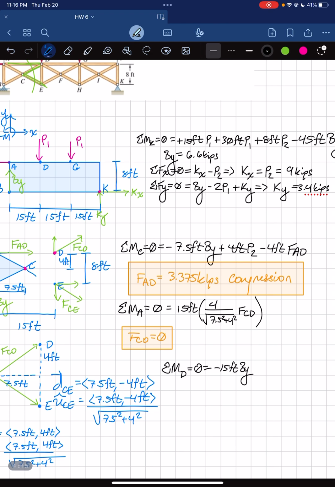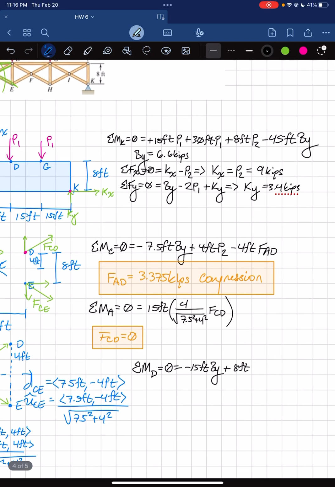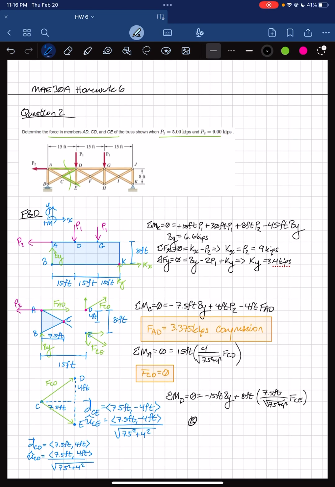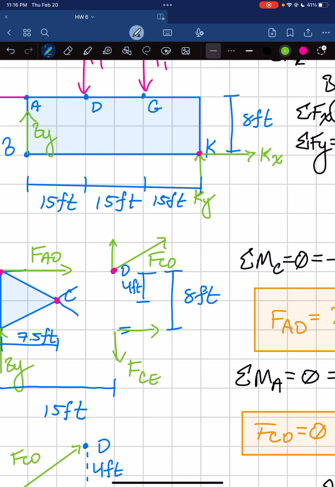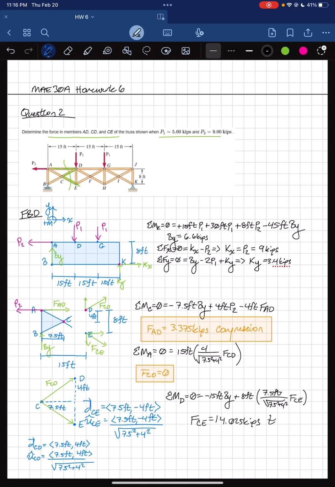And then counterclockwise from this, which is an 8-foot moment arm, and we have 7.5 feet divided by the magnitude, FCE. Then using algebra, we can isolate that. And we get that FCE is equal to 14.025 kips. And this one is pointing outwards from the member, so that one is in tension. And there you go. Solved problem 2.